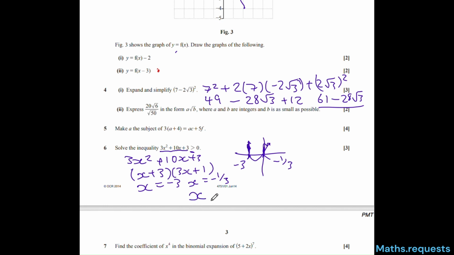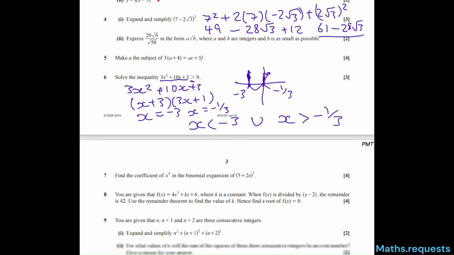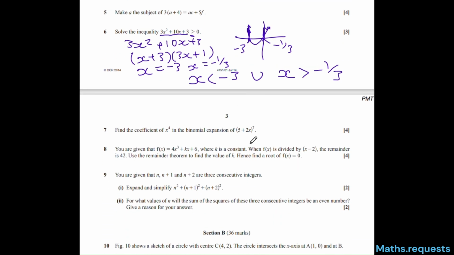And we know here that it's not inclusive, so our answer is x is less than minus 3 or x is more than minus a third. Now you might have to put that in set notation to get the full marks.